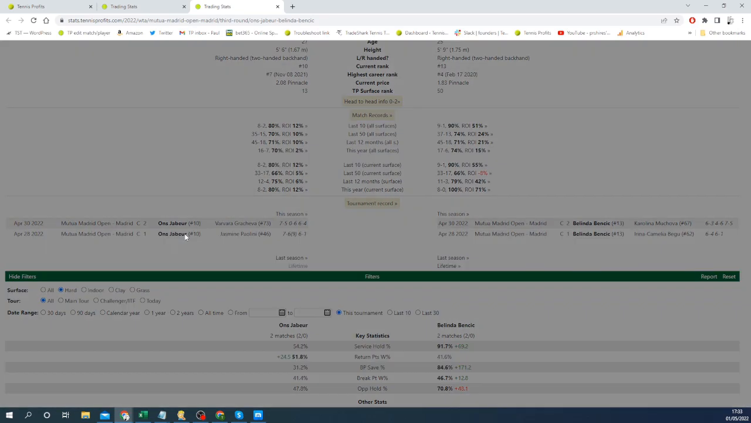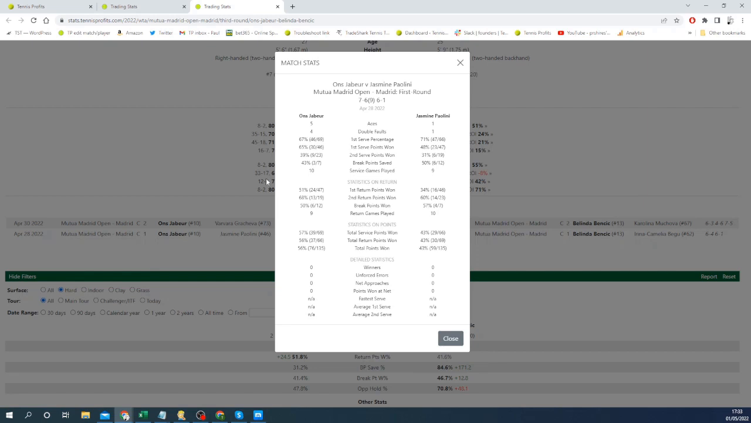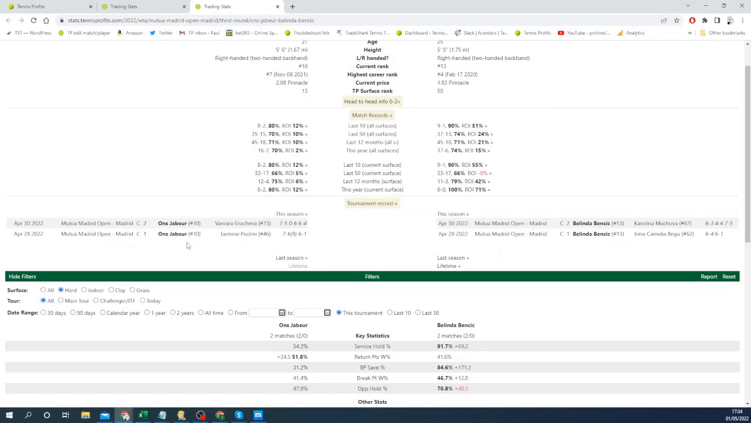Jabeur's Paolini in the first round, broken 4 times. She saved 3 of the 7 break points that she faced. First serve percentage is okay. First serve points won is okay. And not as good as Bencic on second serve. It's not a terrible figure, 39%. Not as good as the ones that Bencic is posting. So everything so far seems to be pointing to Bencic.